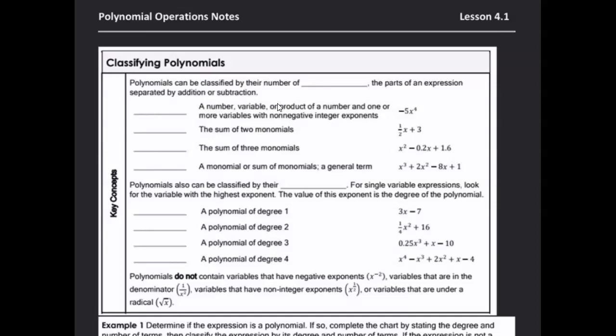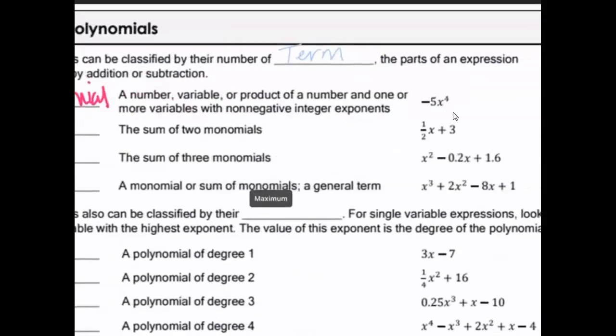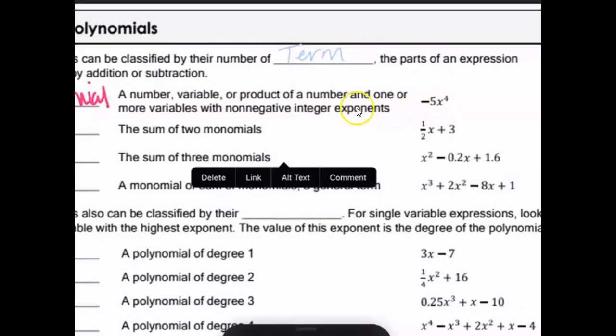So a term is the parts of an expression separated by an addition or subtraction sign. For example, here we see that there's only one term, nothing being added or subtracted to it. So when there's one term, we call it a monomial, where mono means one.